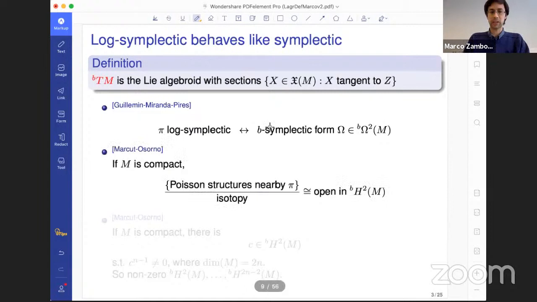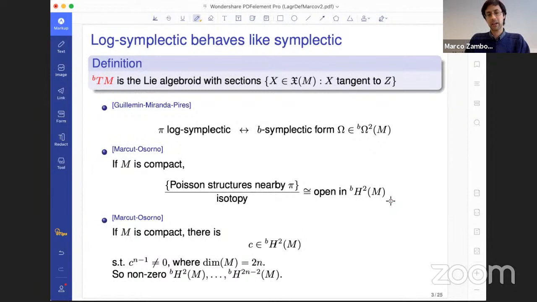As in symplectic geometry, it happens that if the manifold is compact, then the space of nearby Poisson structures, in this case, modular isotopy, is an open subset of the second cohomology. It's just that now here you have to take the second B cohomology. And also in analogy with symplectic geometry, if M is compact, then you have a class in degree 2 such that all its powers are non-zero, but in this case, except for the top one. So all the even cohomology is non-zero, except possibly for the top one, but as is well known in symplectic geometry, also the top one is non-zero. So these are various facts that show that in many respects, log-symplectic geometry behaves like symplectic geometry.